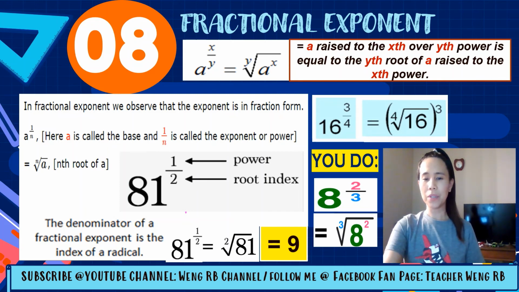The cube root of 8 raised to the 2nd power. Why is this so? Because we said that 2 will be the power and 3 will be the index. That is why we have 3 outside the radical sign, and that is cube root, and then 8 raised to the 2nd power. I hope that is learned now and understood.